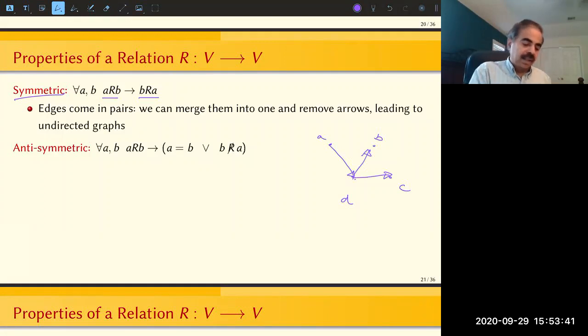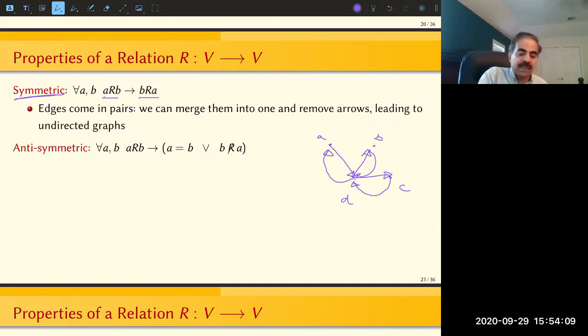Then what this says is that whenever there is an edge from A to B, I should have an edge from B to A, right? Which means that every one of these should have arrows in the backward direction. So all edges should be paired: one in the forward direction, one in the reverse direction. Then that is what we call a symmetric relation.